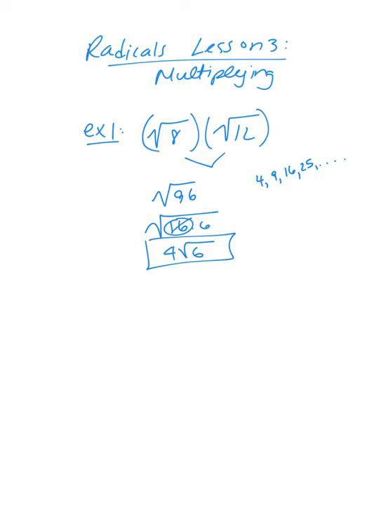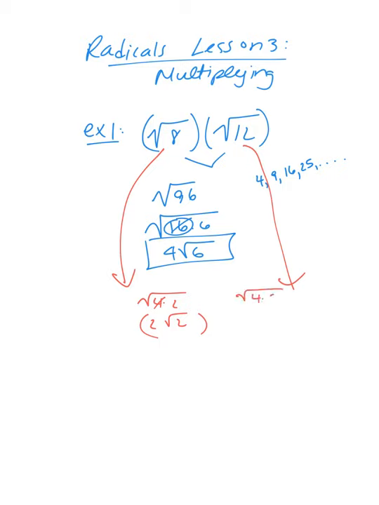If you want, you could simplify the radical first in the beginning if possible. So you could have also simplified the square root of 8, which is the square root of 4 times 2, which is 2 radical 2, and multiplied that by the simplified version of the square root of 12, which is the square root of 4 times 3, so that's going to be 2 radical 3.